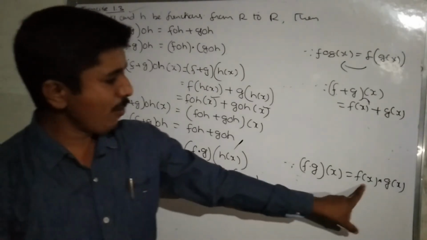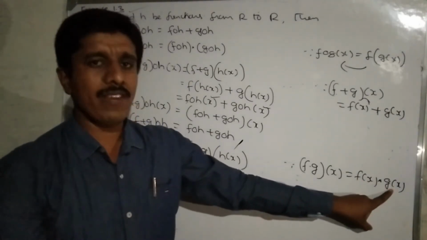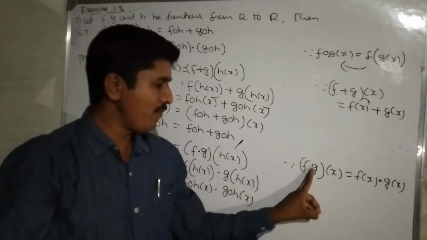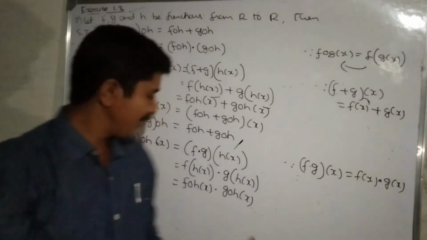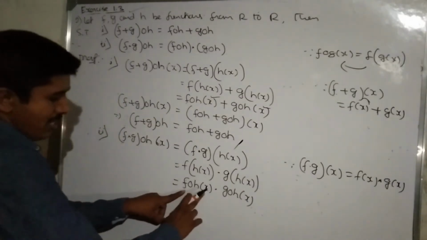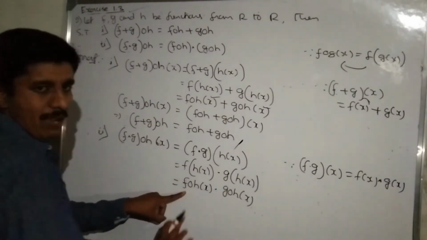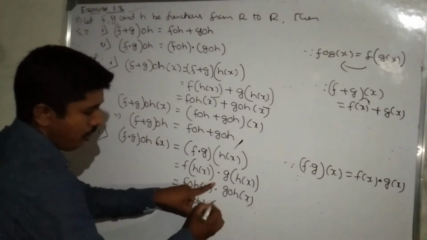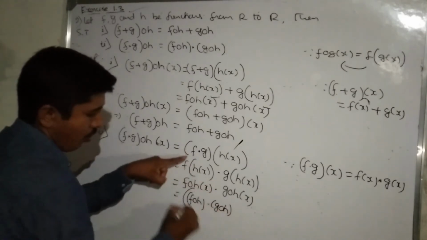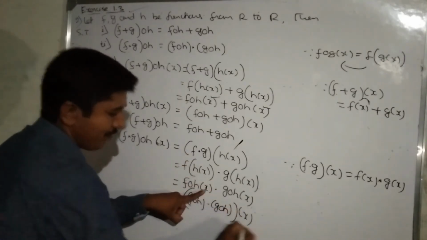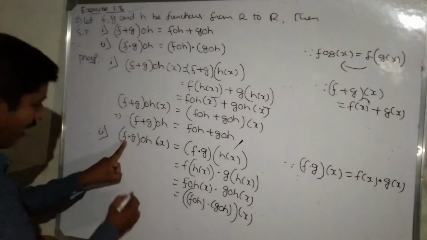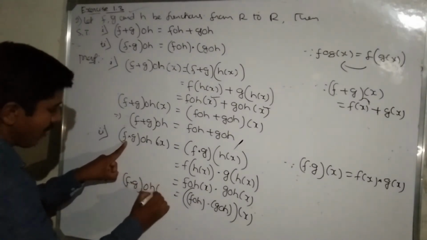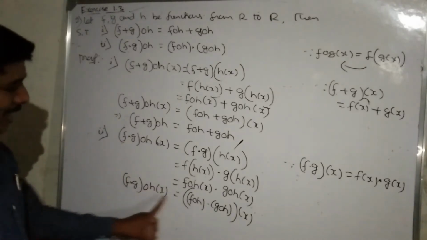Again, reversing, f of x into g of x can be written as (f·g) of x. Here, observe: f∘h is a function of x, g∘h is a function of x. This can be written as (f∘h)·(g∘h). The total product is a function of x. Correct. So LHS, (f·g)∘h of x, is clearly equal to RHS.